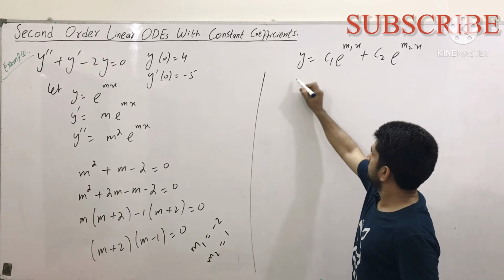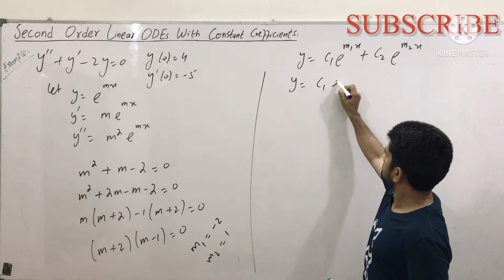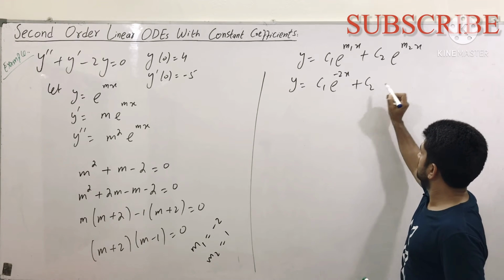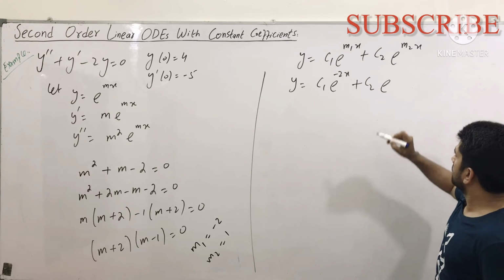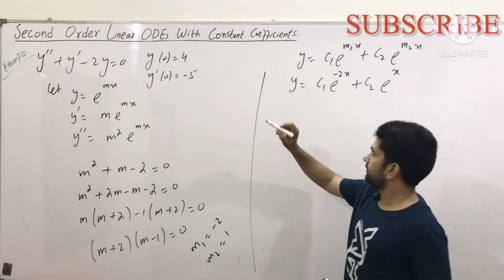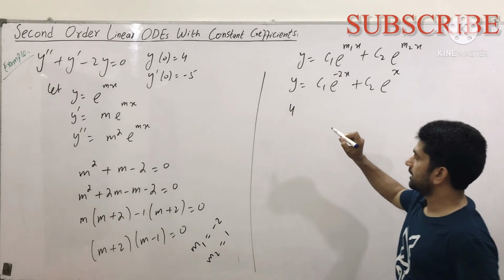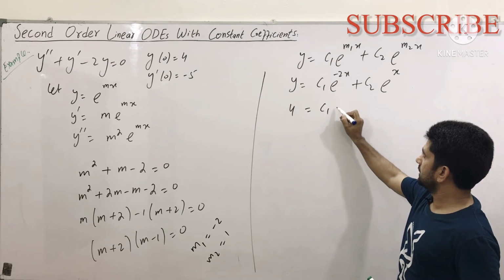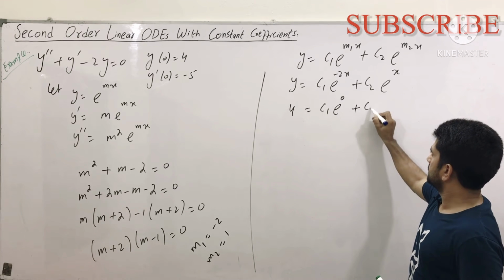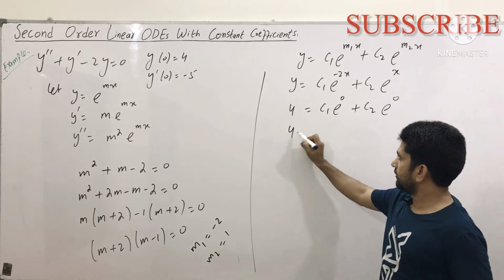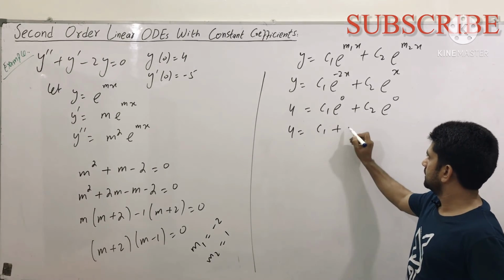m1 is minus 2, so e to the minus 2x, and c2 as it is, and m2 is 1, so we have e to the x here. Now we impose the condition when y is 4 and x is 0. So c1 e to the 0 plus c2 e to the 0. e to the 0 is 1, so we have 4 equals c1 plus c2.